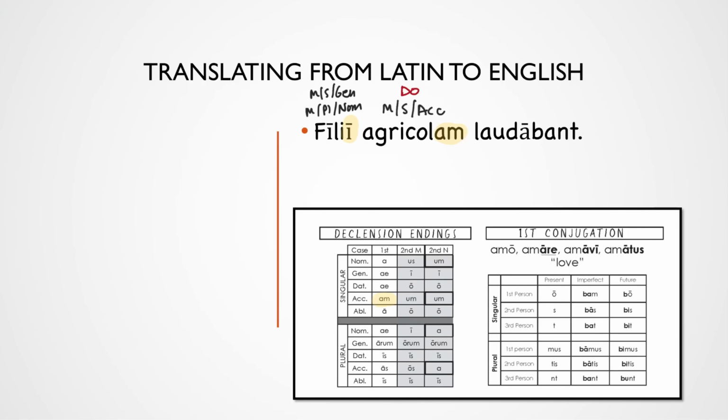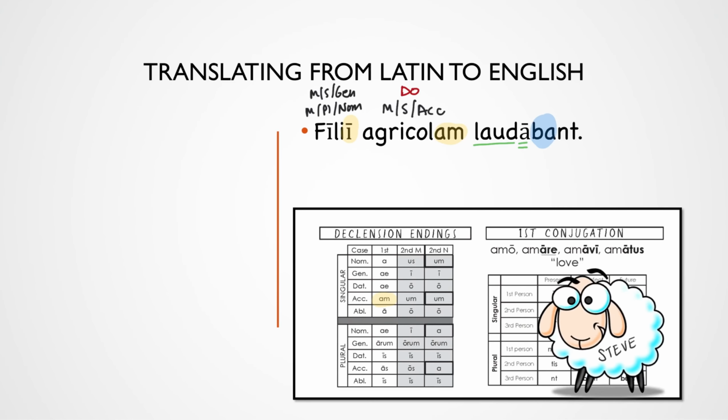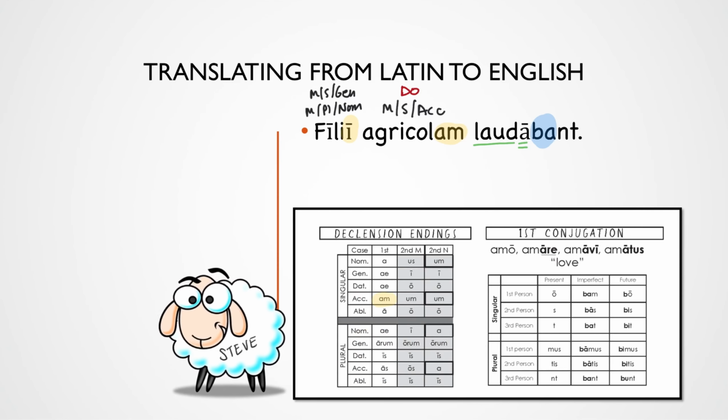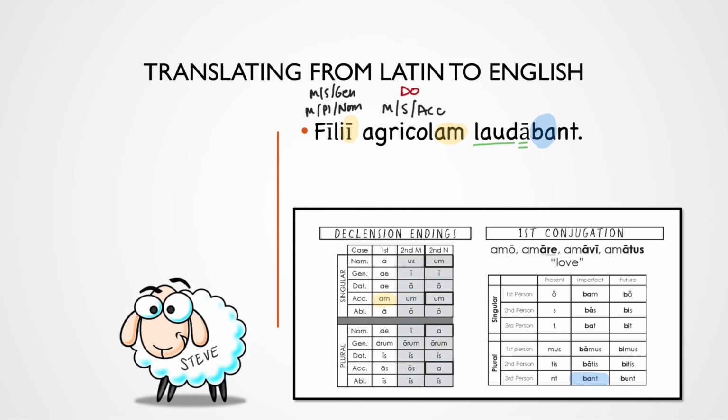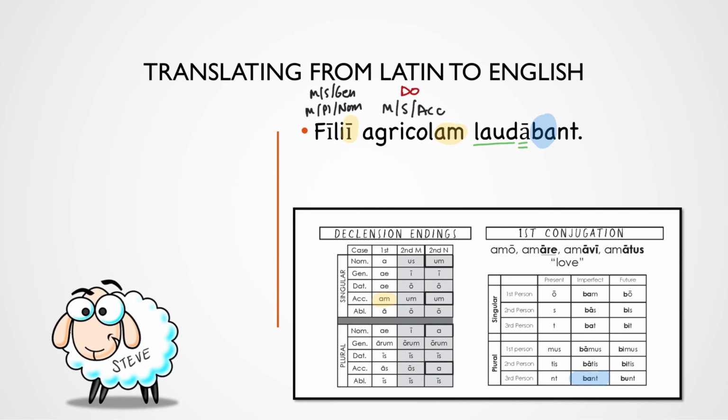Well, it is possible that there might be 2 possible translations for this sentence, so we may have to test a few things out. Let's first identify everything we can about laudabant. Okay, first of all, we can find the stem, which is laud. Then right after that, we see the conjugation identifier, the a, and then we have a ba, which, what does that show us? Remember, that's Steve the interrupting sheep, changing this from the present tense to the imperfect tense. And then we have an nt, so this is going to be third person plural, imperfect tense.